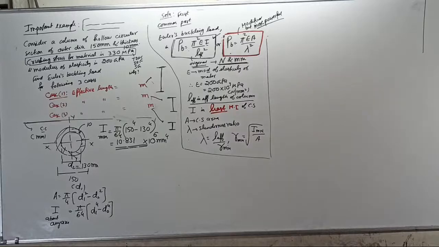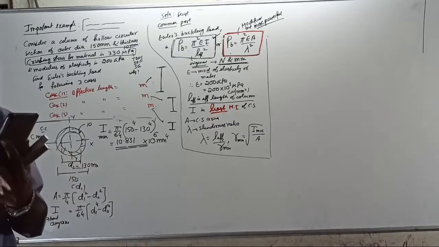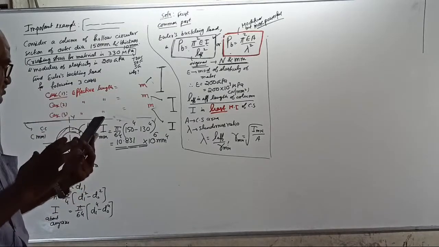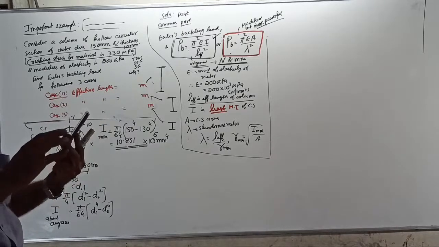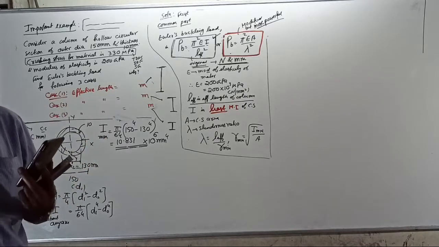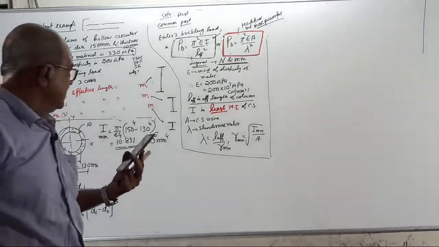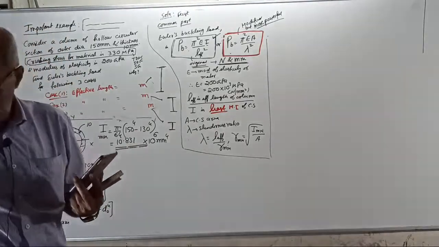Tell yes or no. You don't require R. Actually, R is inside. You don't require the value of R now, because see the basic formula: pi square EI by L effective square. Therefore, this data is sufficient if you use the original formula. Just tell me yes or no. There is a reason for asking. You have to answer yes or no.